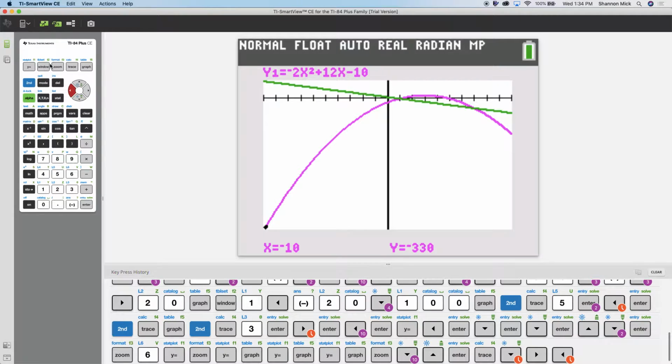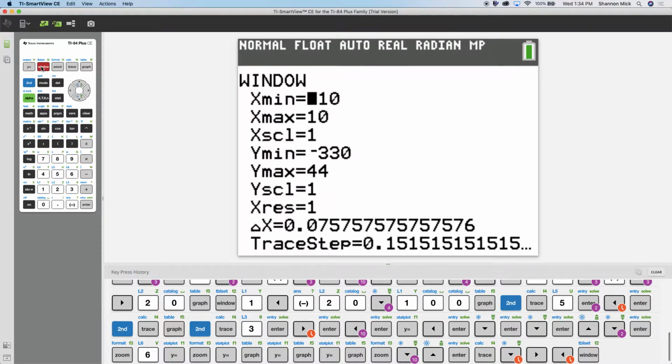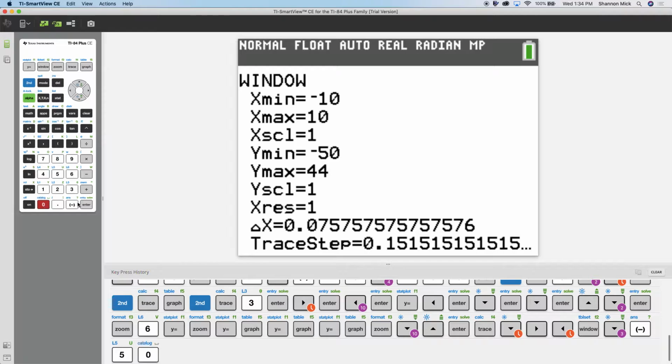No. So I'm going to go to my window. And you see how I have negative 10 to 10 on my x's? Okay, I don't need negative 230 or 330. Where do you want to go? Negative 50. So use your negative key, not the subtraction. 50, and hit enter, and then hit graph again.